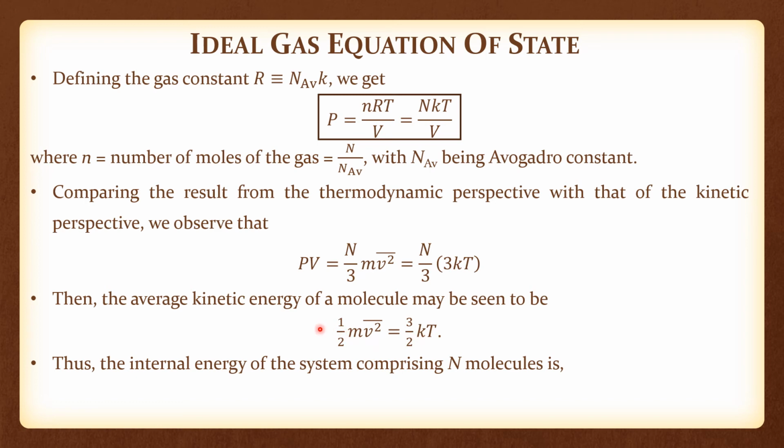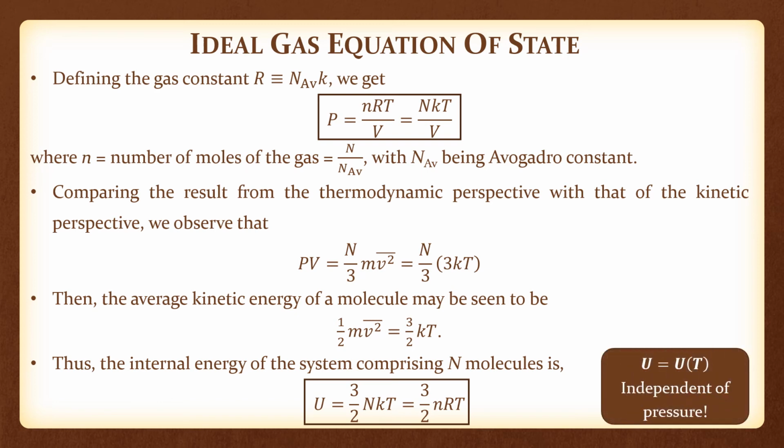So if you have N such molecules, the internal energy of the system is N times the average kinetic energy of each molecule, because there is no potential energy of interaction in this model that we have considered. And therefore, U is simply 3 by 2 NkT, which is 3 by 2 nRT. So this is a very important result for the ideal gas equation of state, that U, the internal energy, is a function of temperature alone, and it is independent of pressure. This is important to keep in mind.